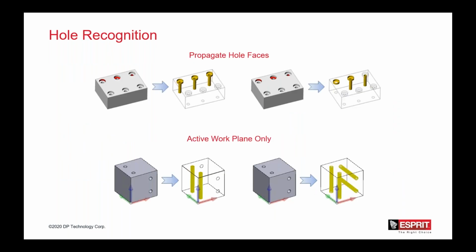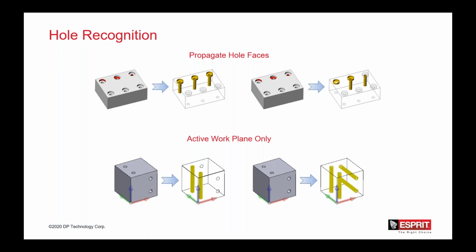All right, so two of the big settings within the hole recognition function are going to be propagate hole faces and active work plane only. Propagate hole faces, when turned on, will actually look through the entire hole itself and recognize any sort of counterbore surfaces, countersunk surfaces. It recognizes all these surfaces and inputs that data into the hole feature itself. So if that's not turned on, then it'll just recognize the hole that meets the criteria that's set and not necessarily all of the faces of that hole.